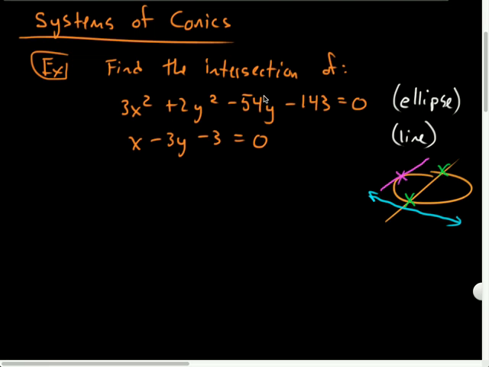So I'm going to solve by substitution. And I think in order to do that, I'm going to solve this first equation for x. And then once I get a revised equation, I'll just plug that in for the x up there. So I think that's my plan. So I'm going to add 3y to both sides and add 3 to both sides.